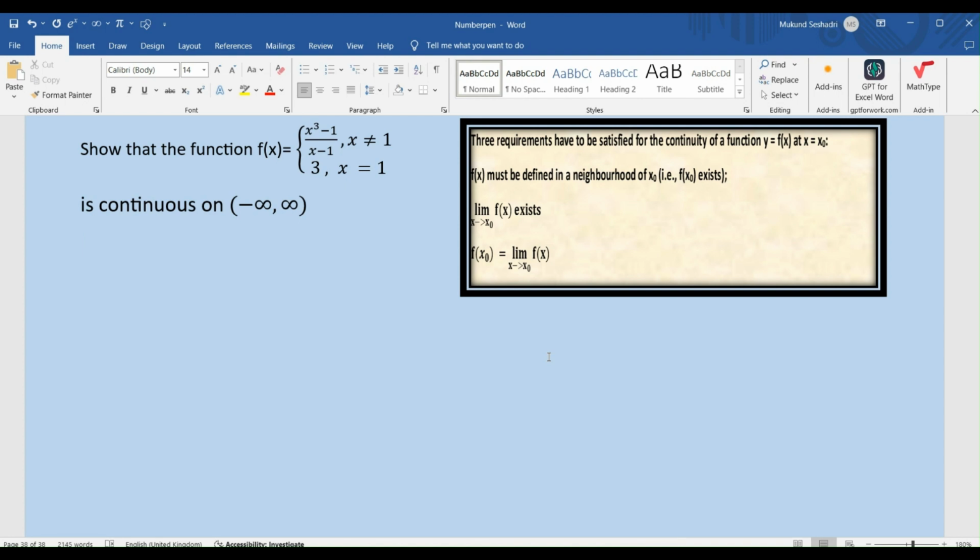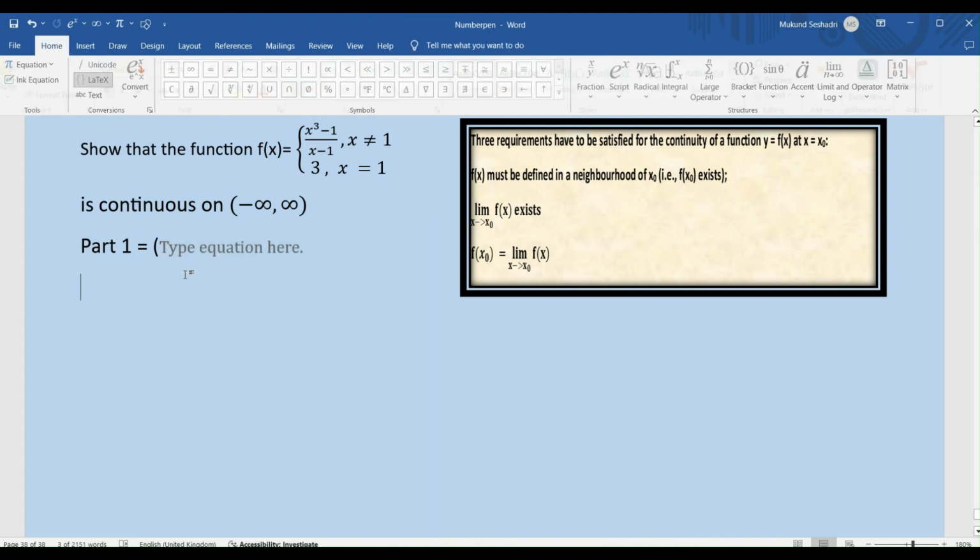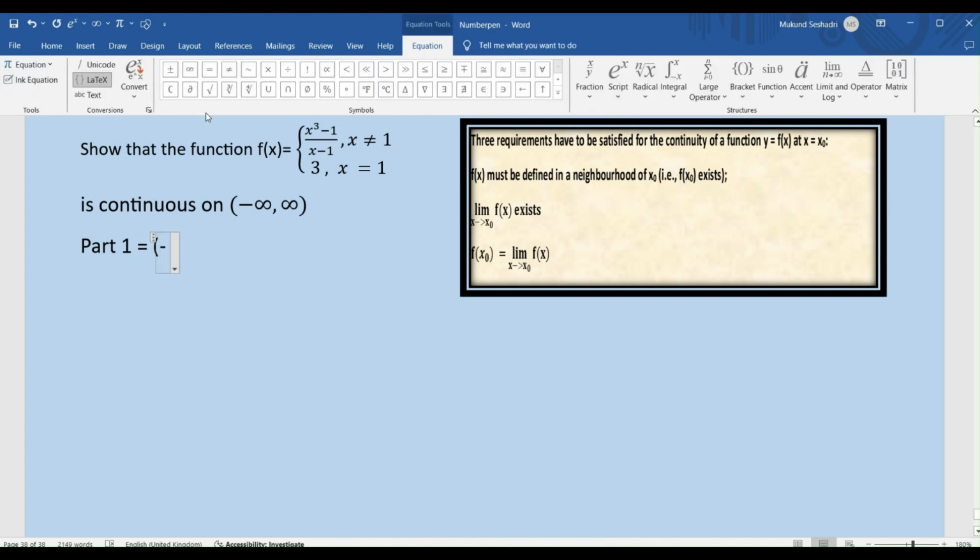So from the equation of f of x, it's very evident that the point of concern is x equals 1. For x greater than 1 and for x lesser than 1, we don't seem to have a challenge, right? So let's divide it into three parts. What is your part 1? Let's pull this out: minus infinity to 1 in the open interval.